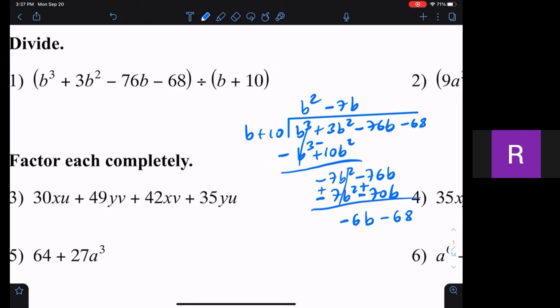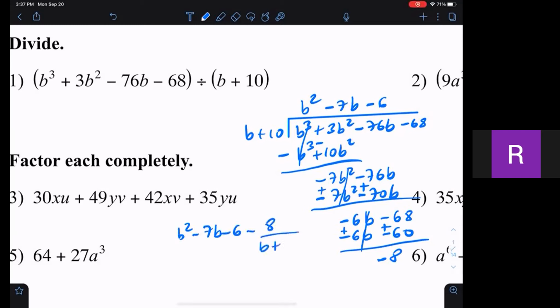And then we multiply this by negative 6. So this is going to be negative 6b minus 60. Change the sign. Cancel out. So you get negative 8. So the answer is b squared minus 7b minus 6 minus 8 over b plus 10. Okay, that's the answer for this problem.